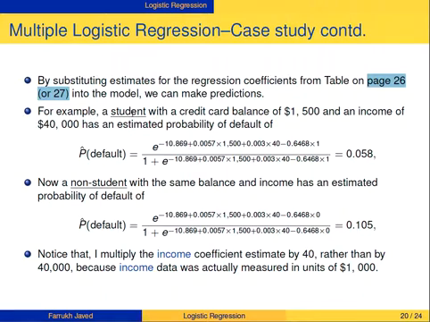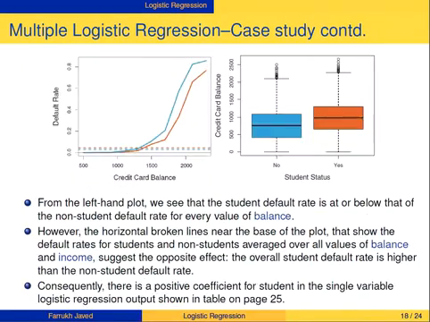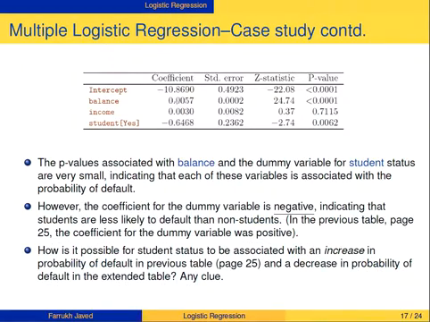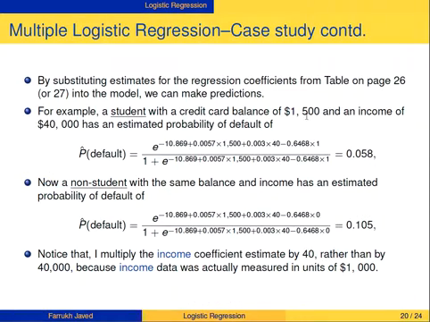For example, a student with a credit card balance of that much and income of this much has an estimated probability of default. So now what we are doing is plugging in all the values. This was our model. If you go back, this was our model, beta naught, beta 1, beta 2, beta 3, right? And we have some values for balance and income.